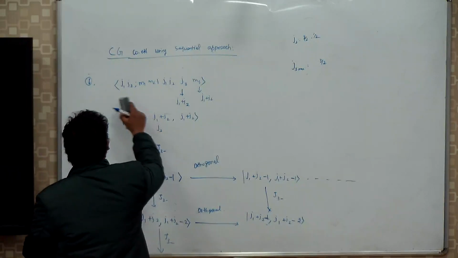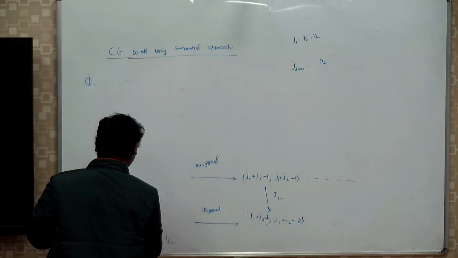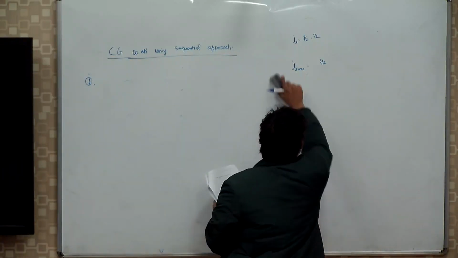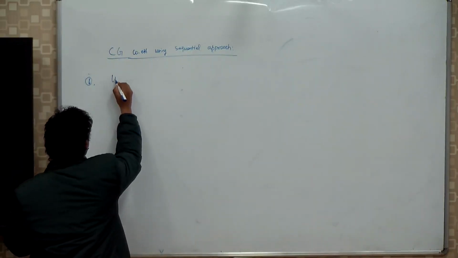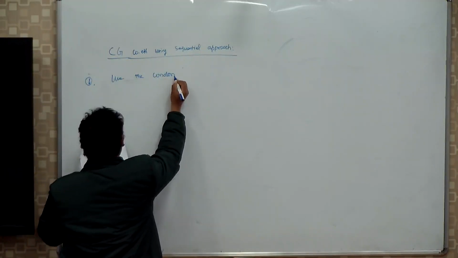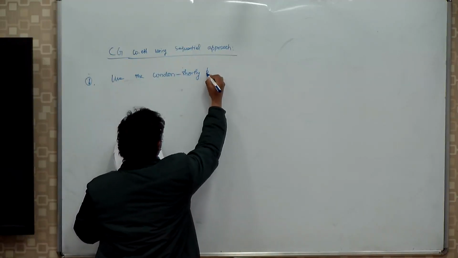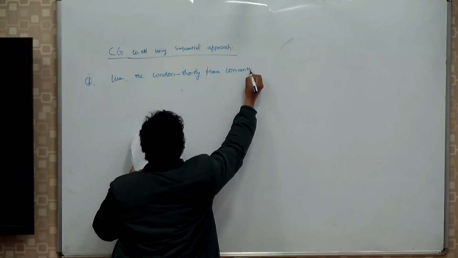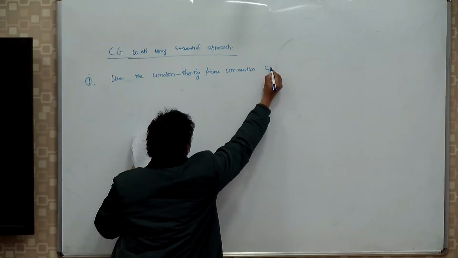The seventh one is that we have to use the Condon-Shortley phase convention.